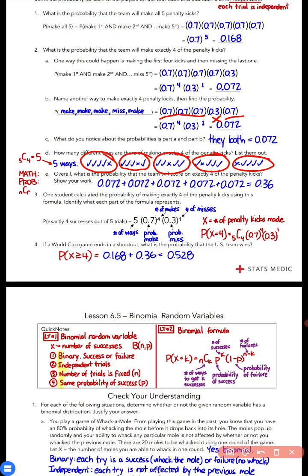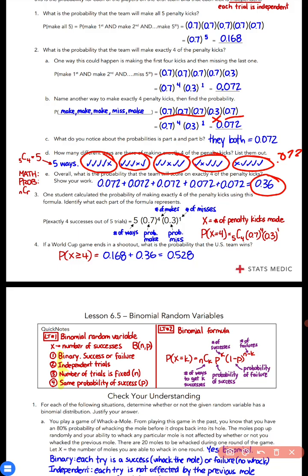So how do I get my final probability? Well, each one of these arrangements has a probability of 0.072, and there are 5 different arrangements. So 5 times 0.072 gives me a total probability of 0.36. So they have a 36% chance of making exactly 4 of those 5 kicks.